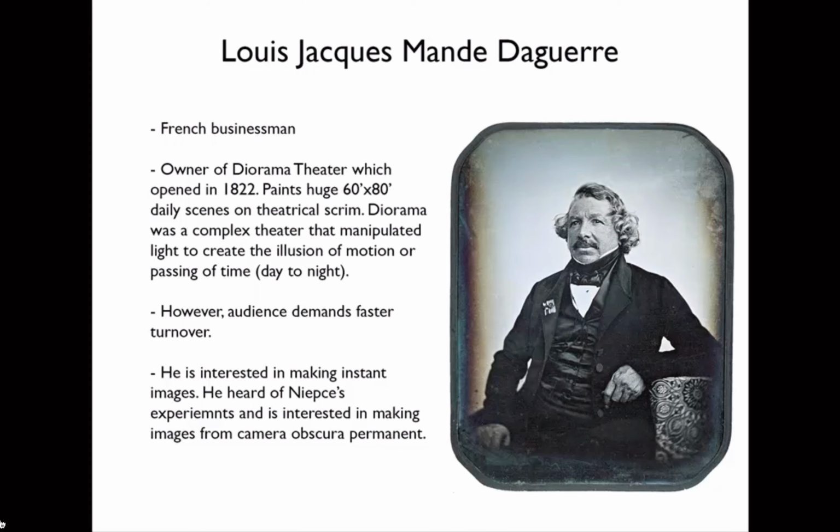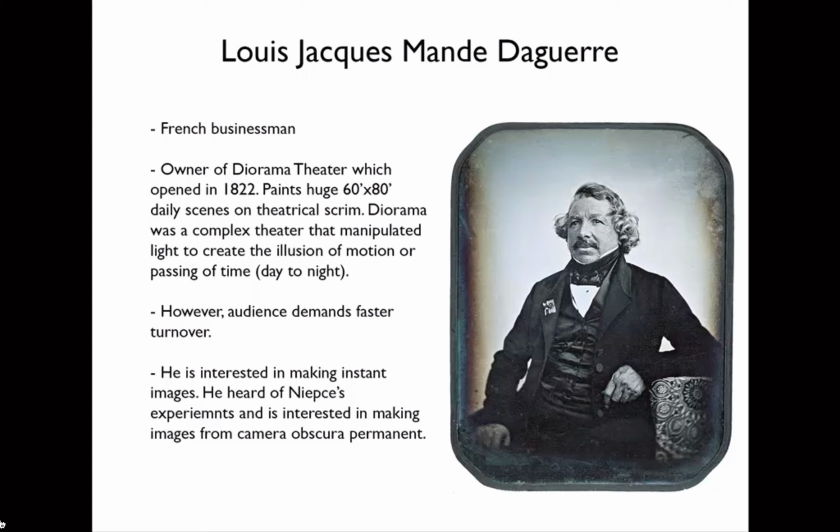At the same time, we have Daguerre, who was a French businessman. He was the owner of the Diorama Theater, which opened in 1822, pretty much the same time when Niepce started to experiment with his bitumen of Judea or his heliographs. What he would do, he would paint huge daily scenes on a theatrical screen. They were 60 by 80 feet big, and he would play them in front of the audience. Now, the diorama was a theater that manipulated light through that theatrical screen to create the illusion of passing time, for example, from day to night, and then the audience would come in and observe it.